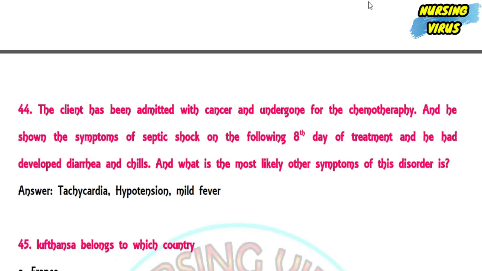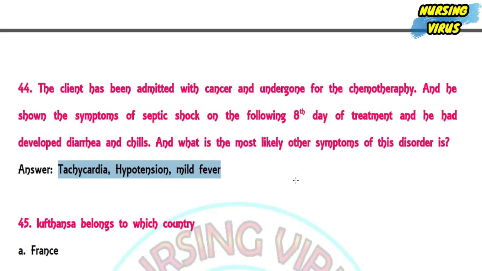So next question, the client has been admitted with cancer and undergone chemotherapy, and he showed symptoms of septic shock on the following 8th day of treatment, and he developed diarrhea and chills. What are the other most expected symptoms of septic shock? Tachycardia, hypotension and mild fever are the other expected symptoms in a septic shock patient.